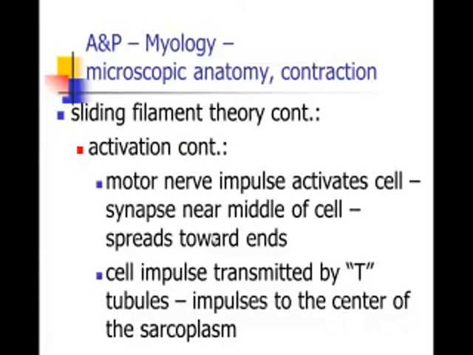The impulse is transmitted into the center of the cell by T-tubules. And so that helps also coordinate the beat. That means at any given place on the muscle cell, the muscle cell is contracting all the way through.